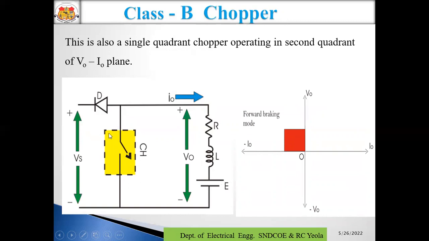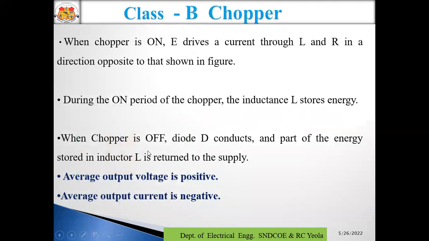The switch comes here, but as we have seen earlier, there are some different operating concepts as compared to the class A chopper. When the chopper is on, the EMF drives the current through the inductor and resistor in a direction opposite to that shown in the figure. During the on period of the chopper, the inductance L stores energy. When the chopper is off, diode D conducts and part of the energy stored in inductor L is returned to the supply. The average output voltage is positive and the average output current is negative.